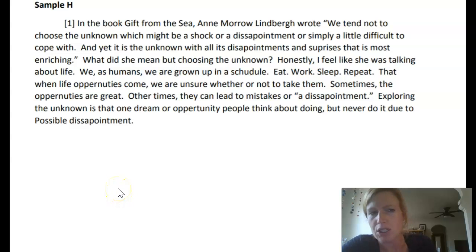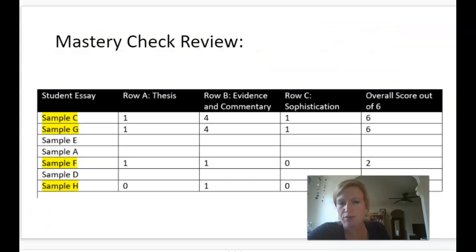All right, in sample H, the last sample, this is just a paragraph, and the student did not develop a stance that answers the prompt. Instead, they kind of just summarized what it means to explore the unknown, and that did not answer the prompt or take a stance. They earned a 1 in evidence and commentary and a 0 in sophistication, so a 1 out of 6 overall.